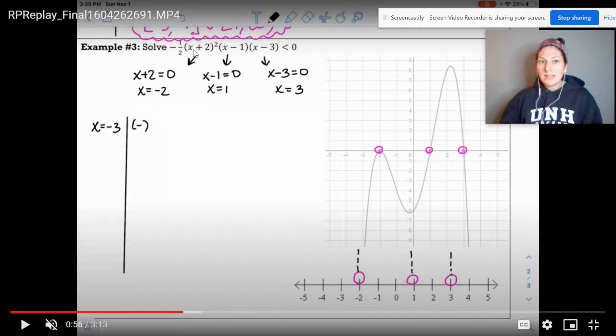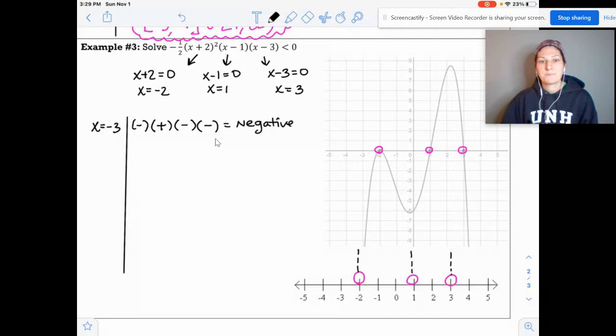Then if I plug in -3, when I look at this exponent, it's squared. It doesn't matter what I plug in. When I square something, I'm always going to get a positive result. So I'm going to have a positive number here. -3 minus 1 would give me a negative number. And -3 minus 3 would give me another negative number. If I'm multiplying these 4 numbers together, and you have an odd number of negative numbers, your end result is going to be a negative number.